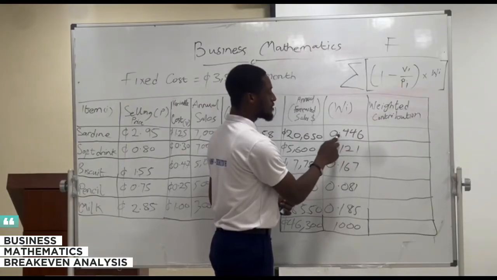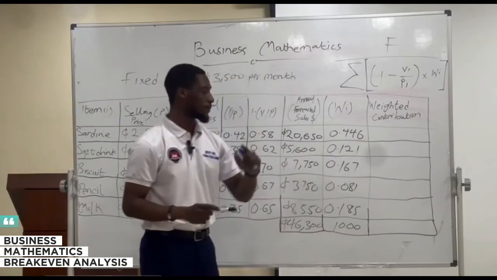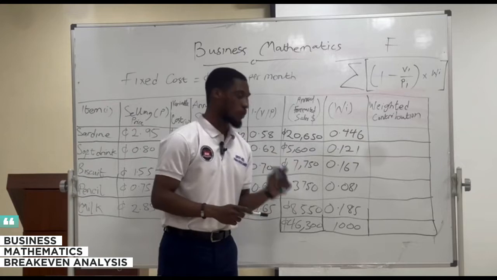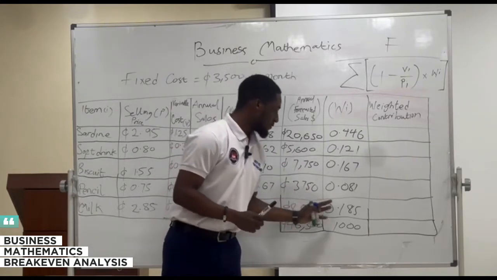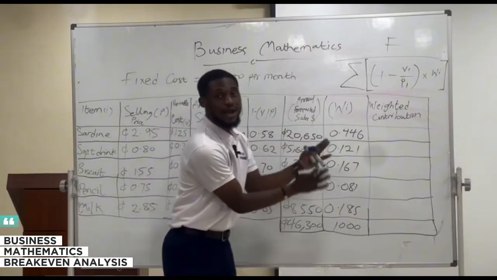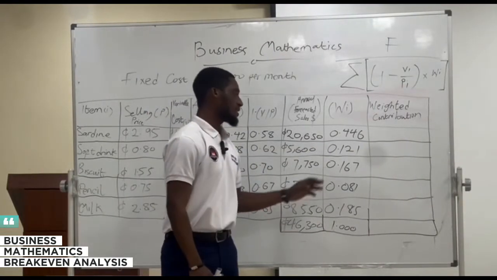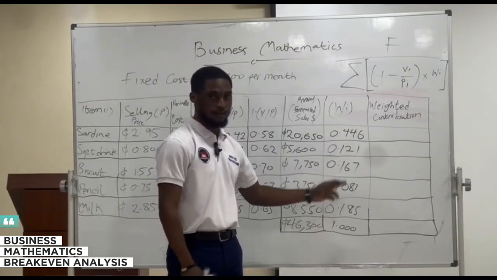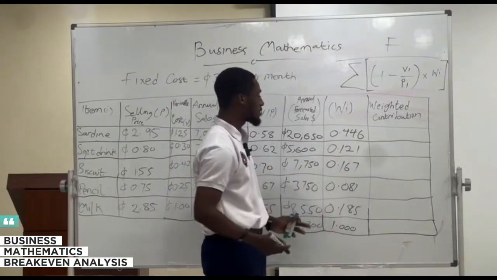So you leave it to be 0.446, 0.121, 0.167, 0.081, 0.1855. So after getting this, you add them to get your total. As I said, there is no need to round this up. You just have to leave it in 3 decimal places. After that, you add it.